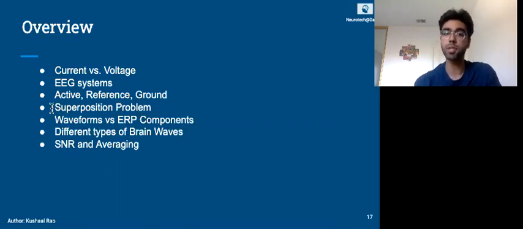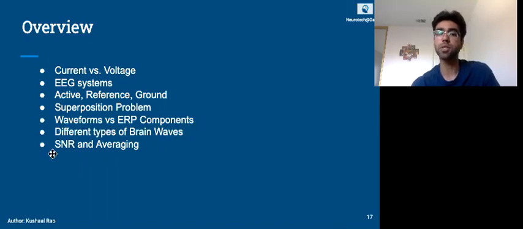We talked about the superposition problem, which is super important, which is the fact that all the electrical activity that we see from an electrode is a combination of ERP components and their respective weights to various degrees of intensity. We talked about waveforms and ERP components, and how a peak in the waveform that we pick up at the electrode is not exactly a peak in the components, nor does it really tell us anything about the components at all. We talked about different types of brain waves: alpha waves, beta waves, theta waves, delta waves.